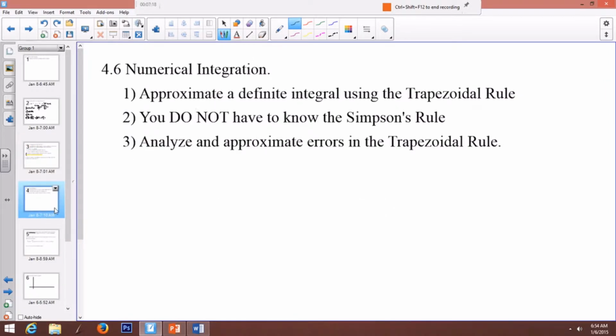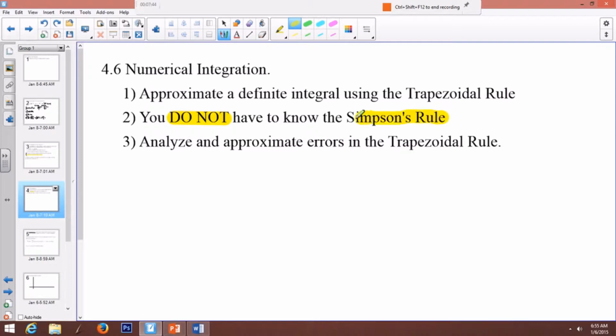Moving on to section 4.6. There are only two real things that we want to talk about today for this section. One is the trapezoidal rule. This section also discusses Simpson's rule, but please keep in mind that you do not have to do Simpson's rule for the AP Calculus test, so I am going to omit it from our class.